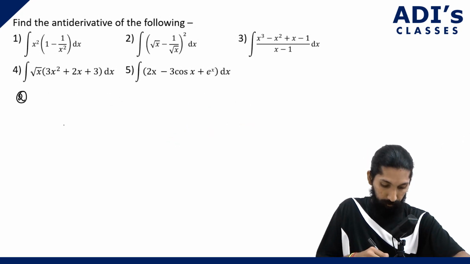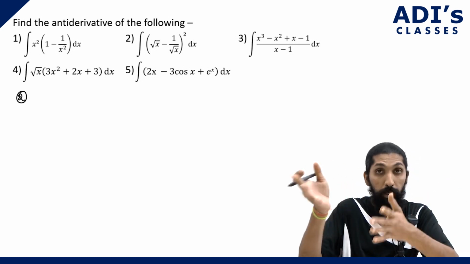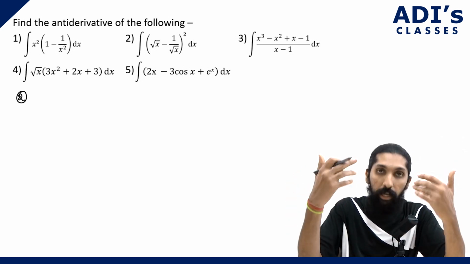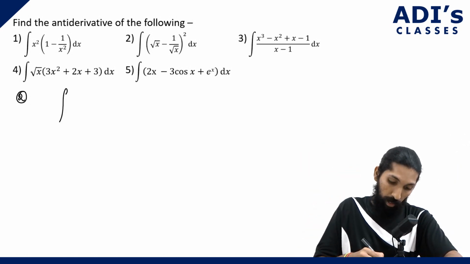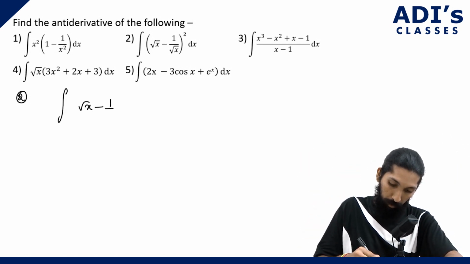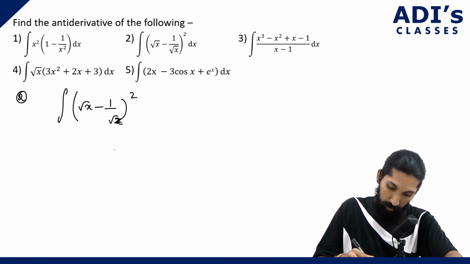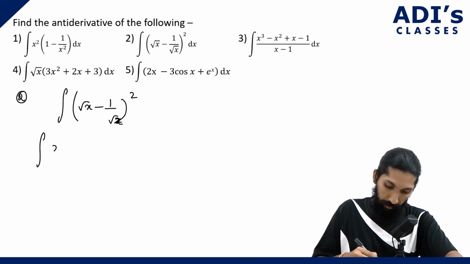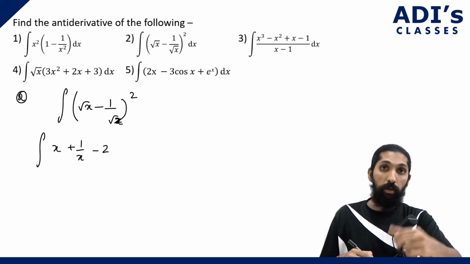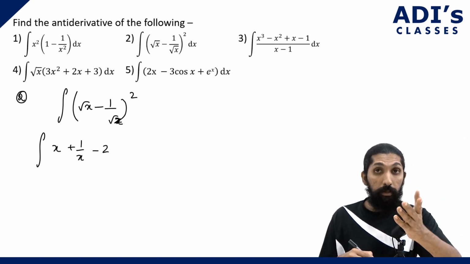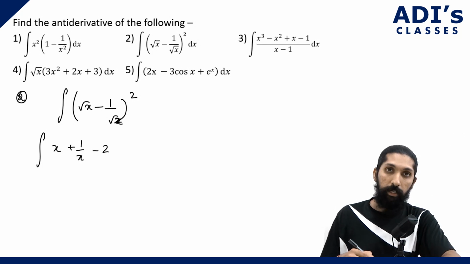It's a minus b whole square, right? Let's just expand a minus b whole square. Very, very simple. So you have integral of root x minus 1 by root x whole square, integral of x plus 1 by x minus 2. a square plus b square minus 2ab. The 2ab terms will get cancelled, right? dx.